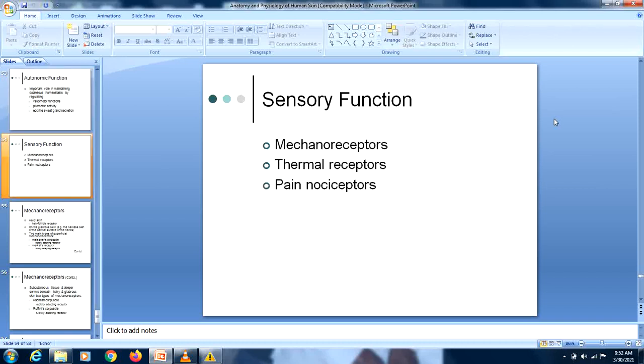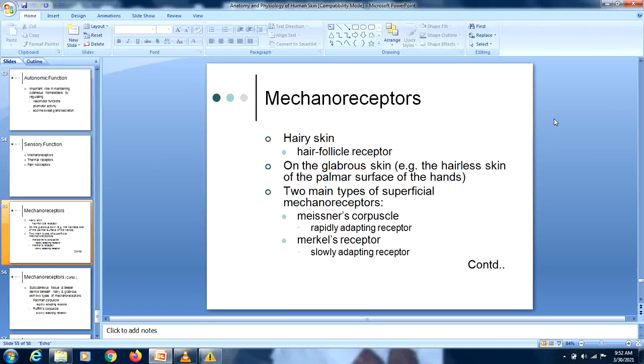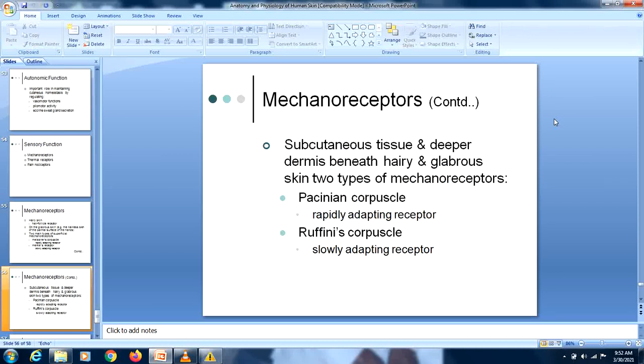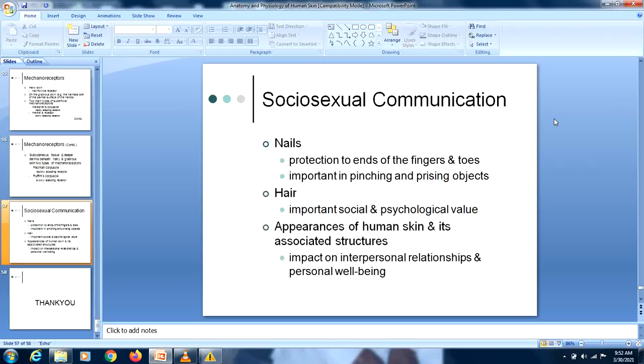Sensory function is played by the help of mechanoreceptors, thermal receptors, and pain nociceptors. Mechanoreceptors are present in the hairy skin and on the glabrous skin, with two main types of superficial mechanoreceptors. These are Meissner's and Merkel's receptors. You must know about them much better than I do. In the subcutaneous tissue and deeper dermis beneath hairy and glabrous skin, there are two types of mechanoreceptors, that is Pacinian and Ruffini.